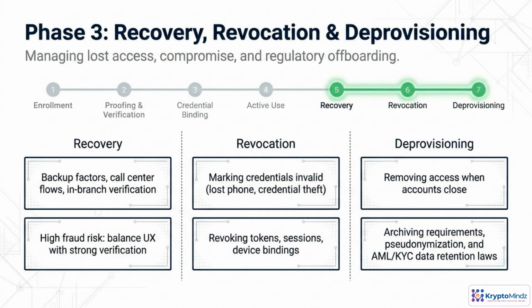Recovery, revocation, and deprovisioning are where identity systems often fail in production. Recovery is about helping legitimate users regain access after loss or lockout. You'll rely on backup factors, support flows, or in-branch checks. But every recovery path is a prime fraud vector, so you must combine strong verification with tolerable friction. Revocation is your emergency brake, quickly invalidating credentials, tokens, and device bindings when compromise is suspected. Deprovisioning is controlled offboarding, removing access while still meeting archiving and AML KYC retention obligations.